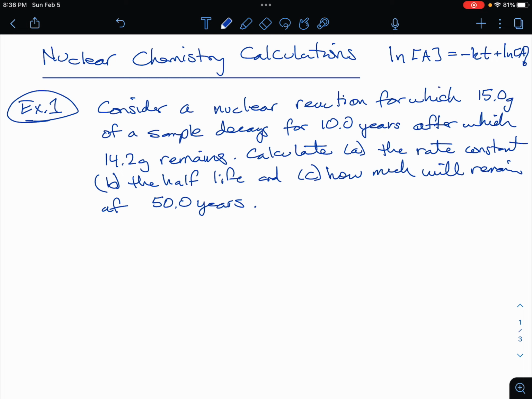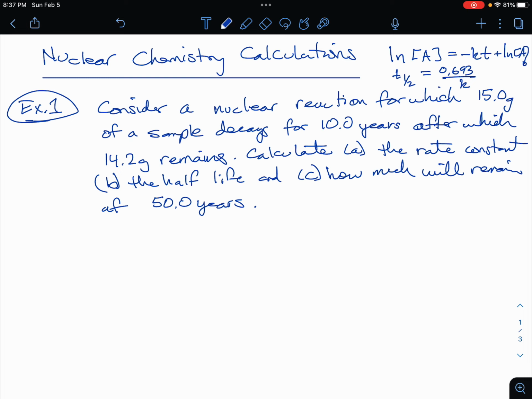The other thing is that you'll frequently need to use the equation that the half-life, the T1/2, is equal to 0.693 divided by the k value. That's going to come up a lot as well. So we're going to use those two equations repeatedly in these, and some of this is just reminding yourself how to do natural log calculations.